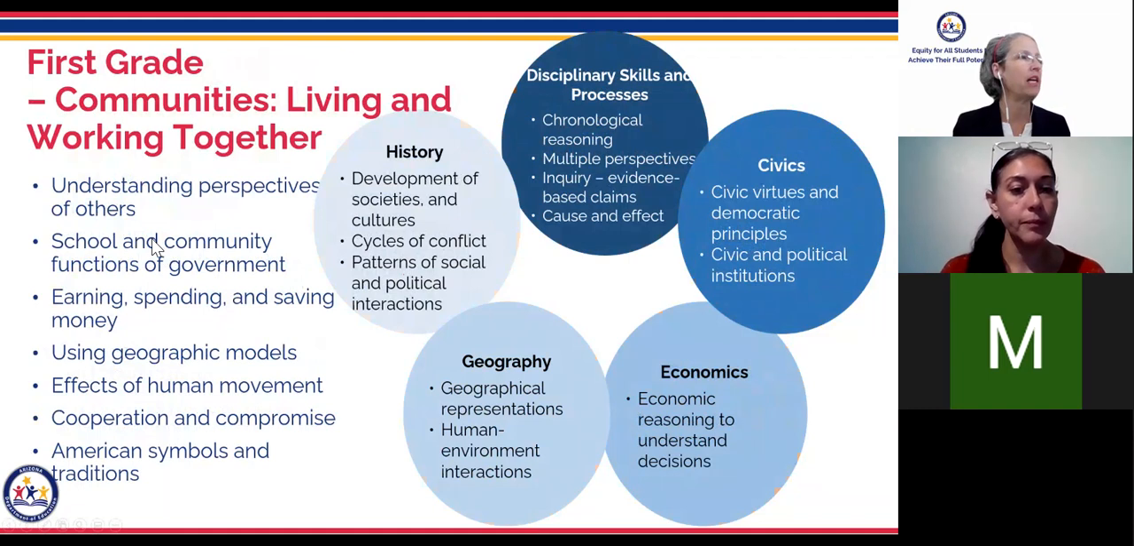Then as we go into first grade, again, here now are our content and the bulleted list: understanding perspectives of others, school, community, functions of government, earning, spending, and saving money. Here we have, again, using geographic models. So again, it's that repeated practice, right, that Sam Weinberg had mentioned. The effects of human movement, cooperation, compromise, and American symbols. And if you look at the actual content, the specific standards, here we see, again, disciplinary skills, right? Kids are doing chronological reasoning again in first grade, that repeated practice. So the more they practice it, the better they get. Human environment interactions comes up again. Civic virtues and democratic principles come up again.